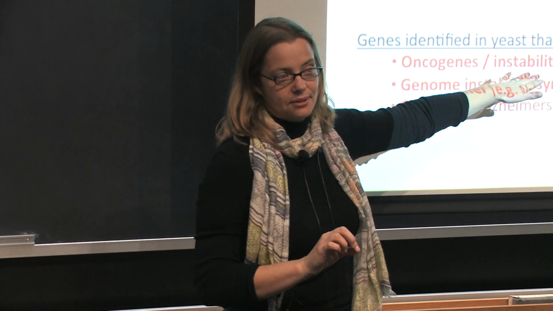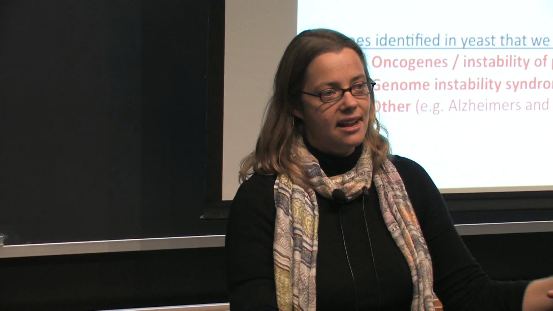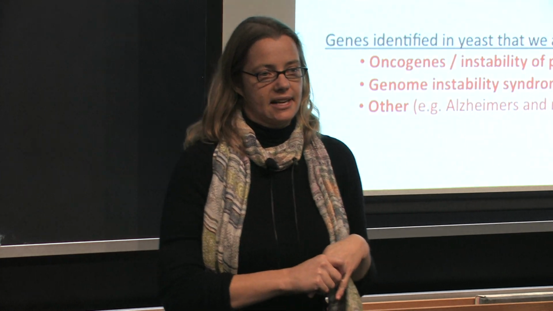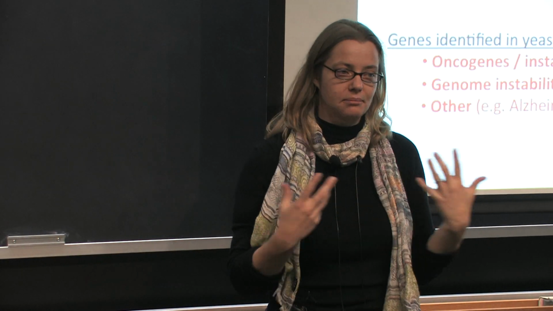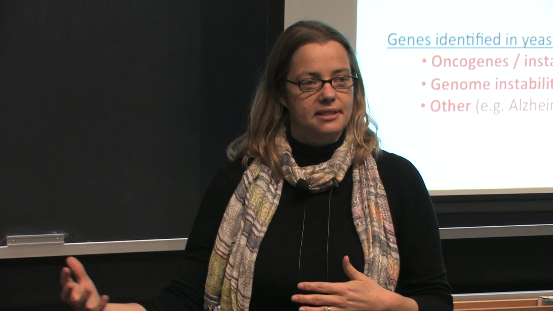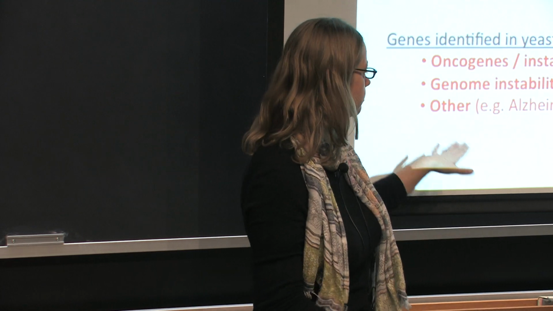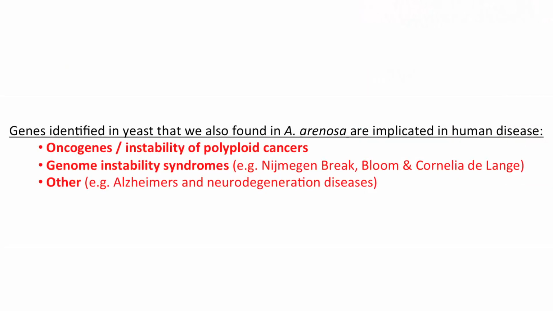So that was exciting to us because it suggests that the polyploidy that's happening in cancer cells may not be all that different from what's happening in the plants, and that we can actually learn something from studying these systems in different kingdoms. And in plants, unlike in polyploid cancers, we can actually study how the genome can evolve to adapt to that state. They're also implicated in genome instability syndromes such as Nijmegen breakage syndrome, Bloom syndrome, and Cornelia de Lange syndrome, and Alzheimer's and several neurodegenerative diseases in addition to Alzheimer's.